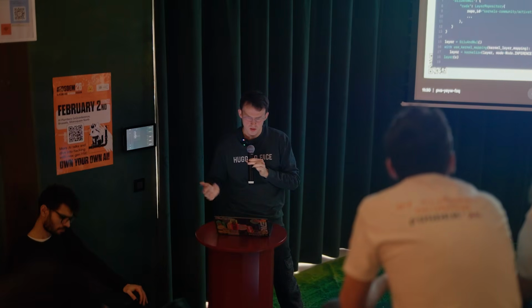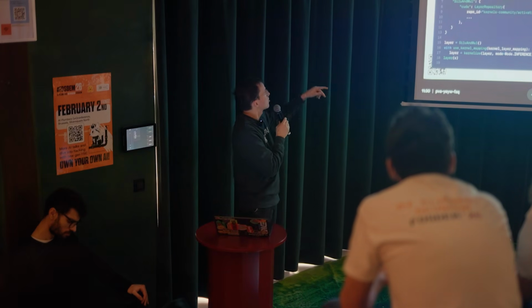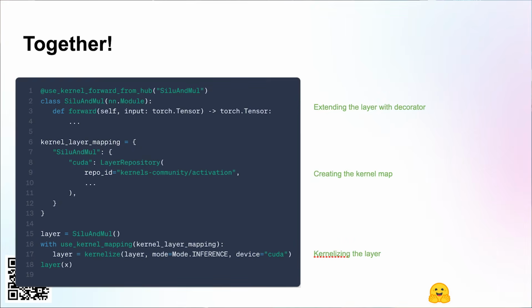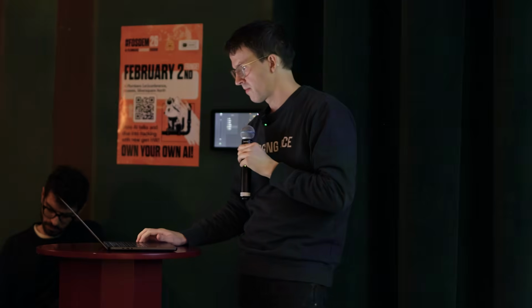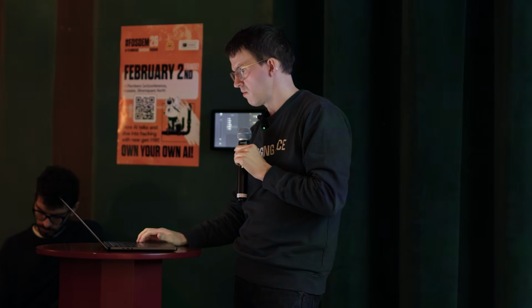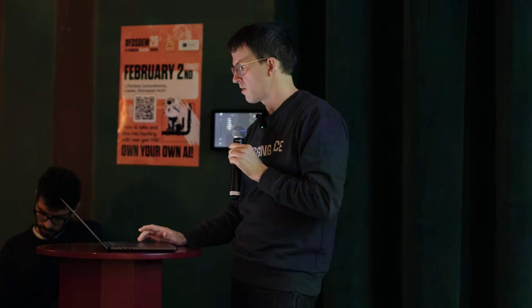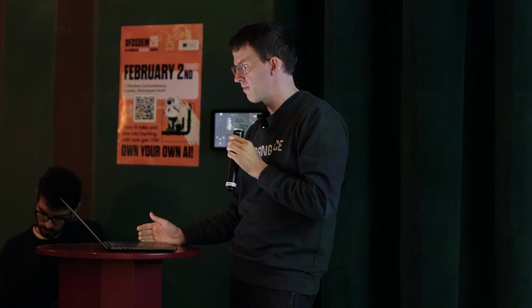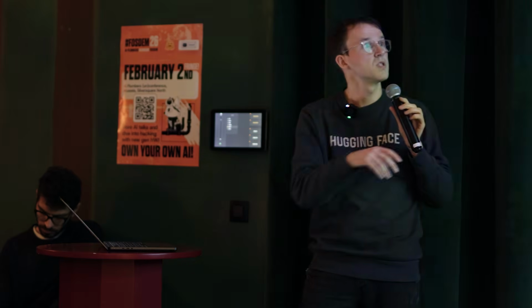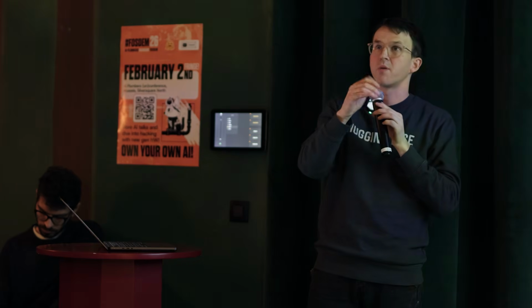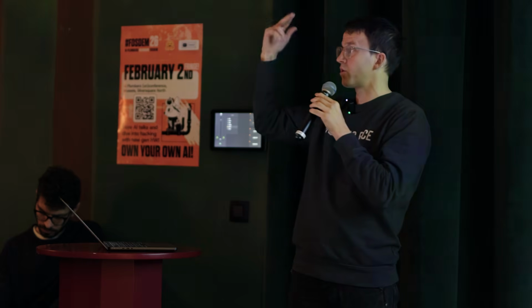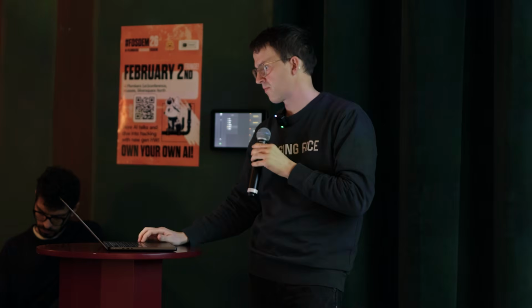So yeah, this is just a repeat of that. You basically decorate your layer, you define some kind of config of how you want to use the kernel, and then you kernelize the layer. And yeah, you can look up these examples and you can double check that you've used it. You can set logging to debug mode, and it will print all the kernels that it's using as it uses them.